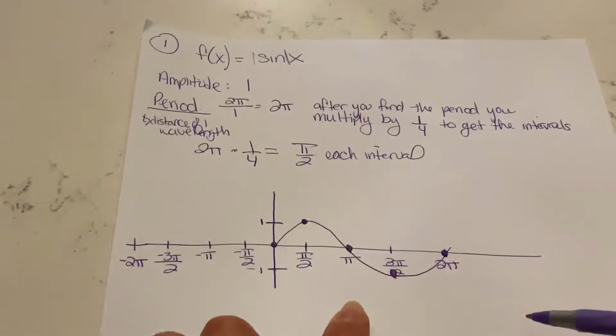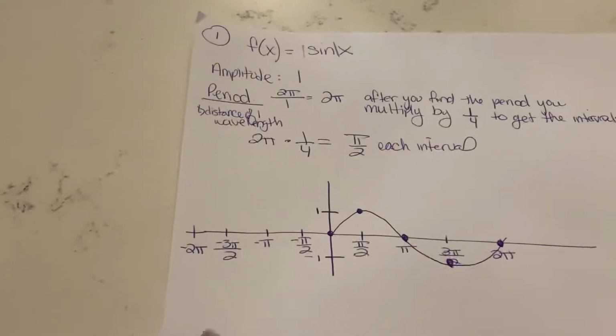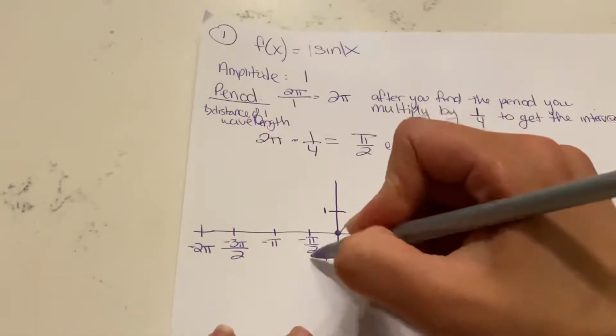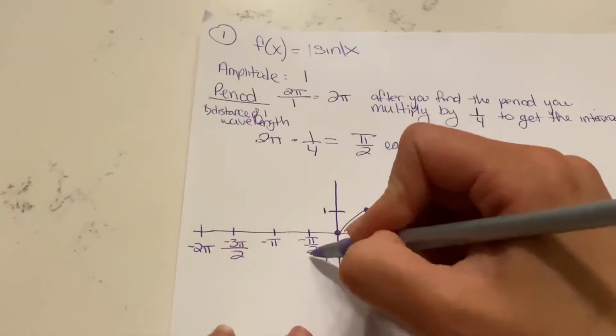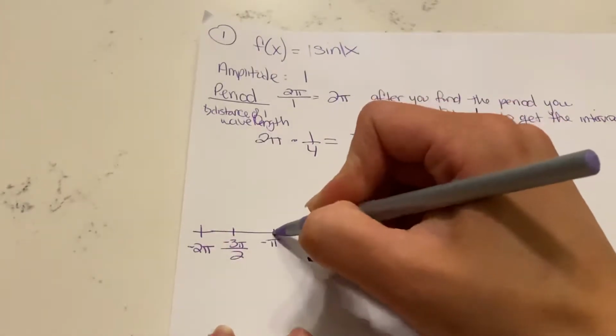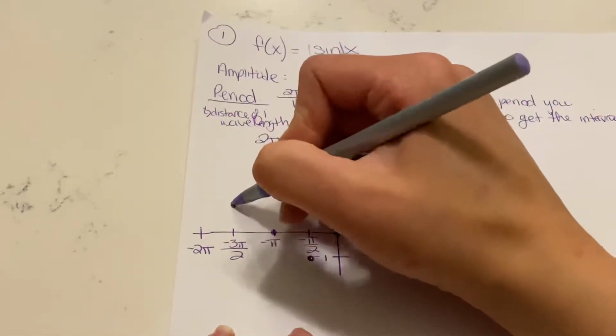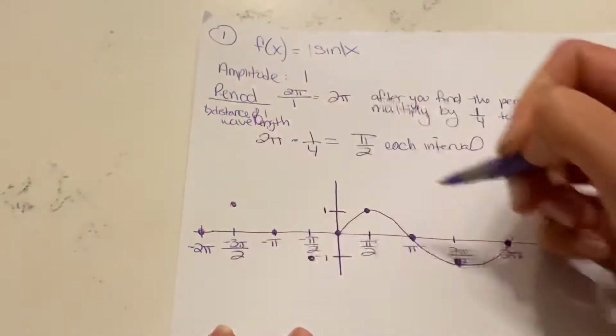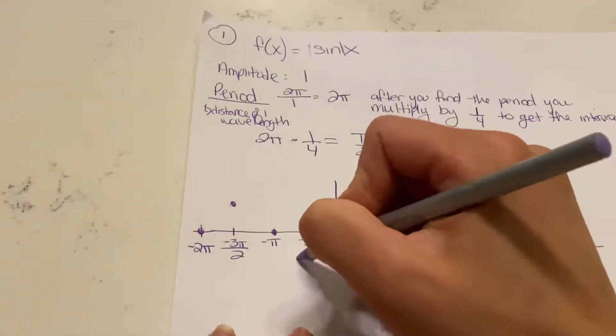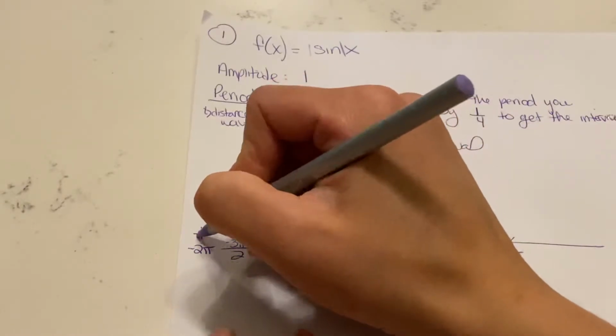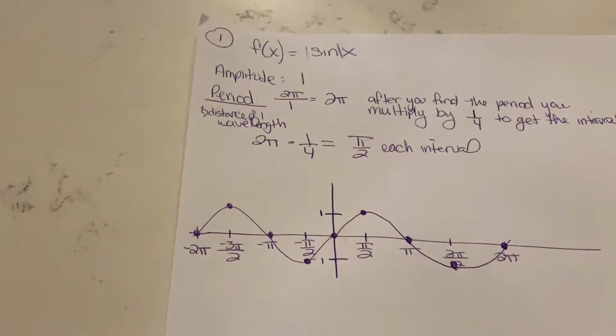One wavelength should have 2 curves. Now I'm going to repeat the same steps on the left side. So now I'm going to go down, because remember, it goes in the opposite direction. Then up, and then come right back down. So this is the original function, sine of x.